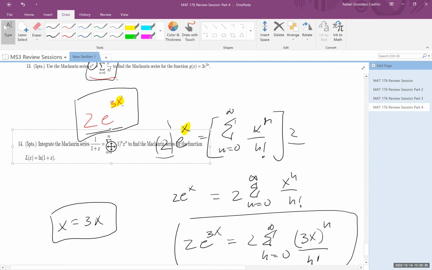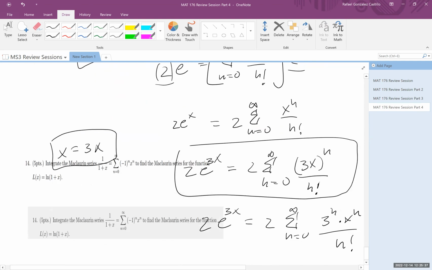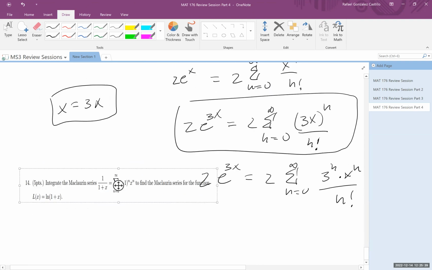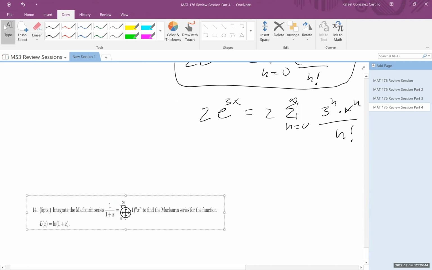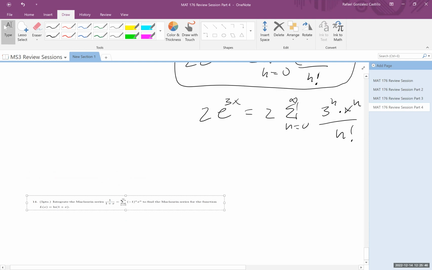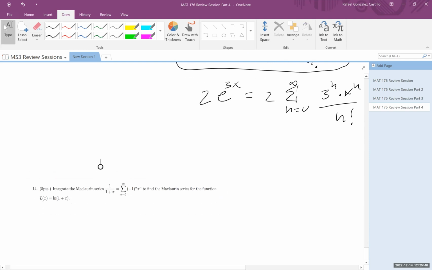Alrighty, so the last problem that I will do is this one. Integrate the Maclaurin series that's given, and the one that's given is 1 over 1 plus x is equal to the series from n equals 0 to infinity of -1 to the n times x to the n, to find the Maclaurin series for the function f of x equals ln of 1 plus x. Here, we're going to use term by term integration, and that will help us find the Maclaurin series.